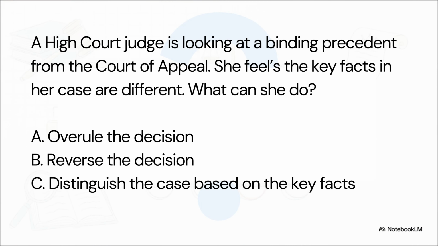A high court judge is looking at a binding precedent from the Court of Appeal, but she feels the key facts in her case just don't line up. So what's her move? Is she going to A, overrule the decision, B, reverse the decision, or C, distinguish the case on its facts?